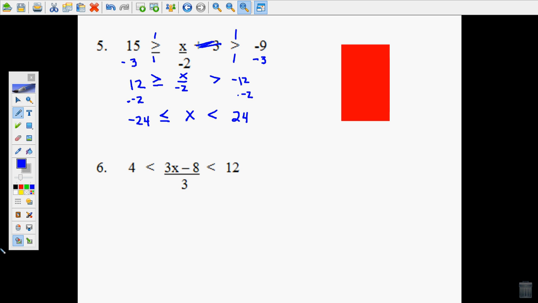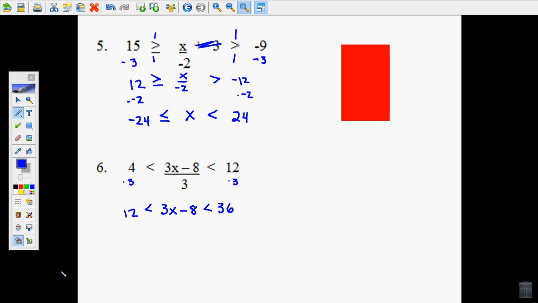Okay, and as our last example here, what would your first step be to both edges on this one? Okay, since it's 3x minus 8 divided by 3, since that whole thing is divided by 3, the first thing you should do to both edges is multiply by 3. So 4 times 3 is 12. Okay, we've gotten rid of this divide by 3 in the middle. So that would make it 3x minus 8 now. And then 12 times 3 is 36.